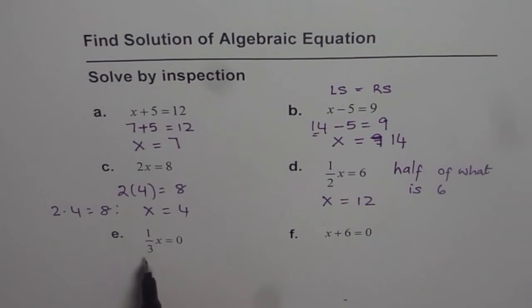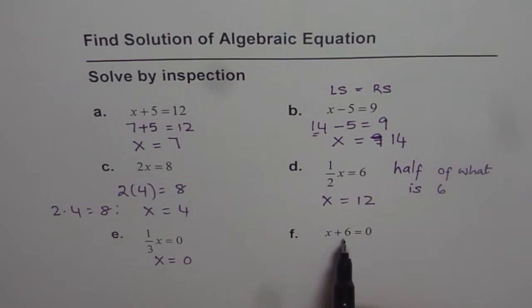Now here we have 1 over 3 x equals 0 and x plus 6 equals 0. Tricky questions. Okay, what times something will give me 0? Well, the solution is, you guessed it, always 0. 0 times anything is 0. So we get x equals 0 here. That's my solution.